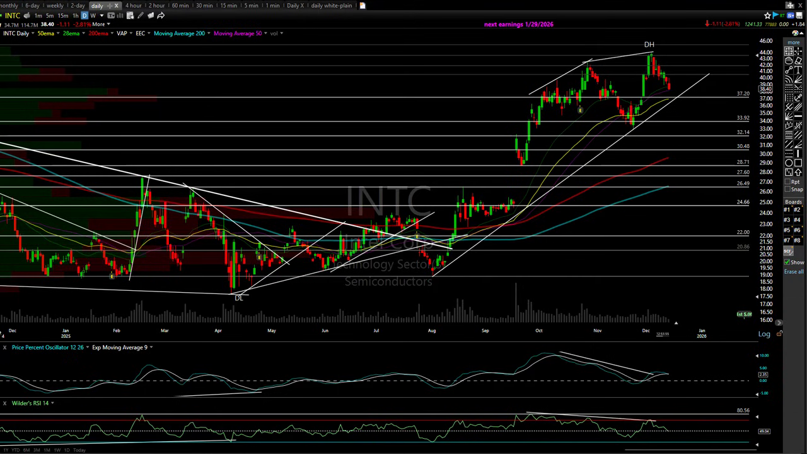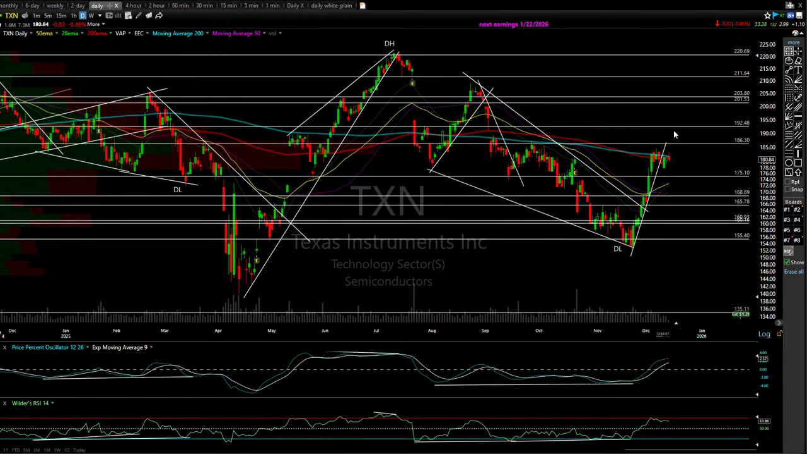All right, we're almost done. Texas Instruments, back testing the 200s. It lost the 200s right here. 200 simple and exponential. It's been back testing those. Recently broke this minor uptrend line. And so if it gets rejected, it's going to go lower.